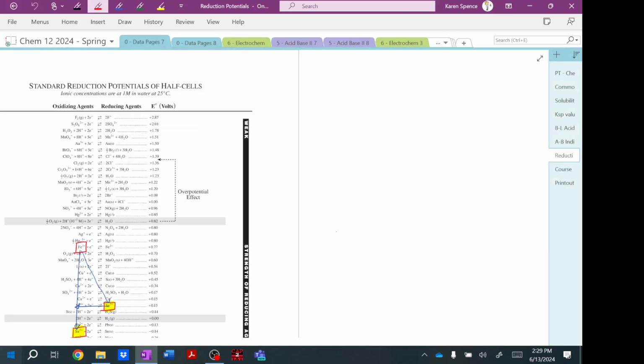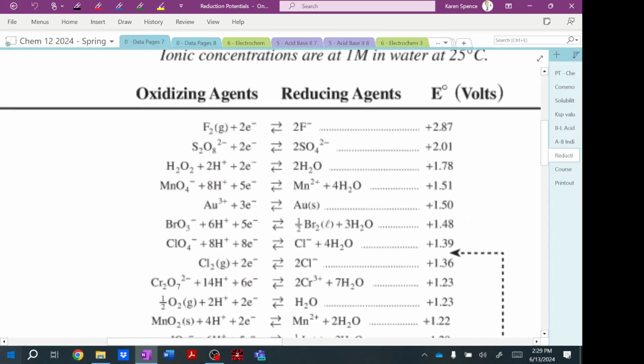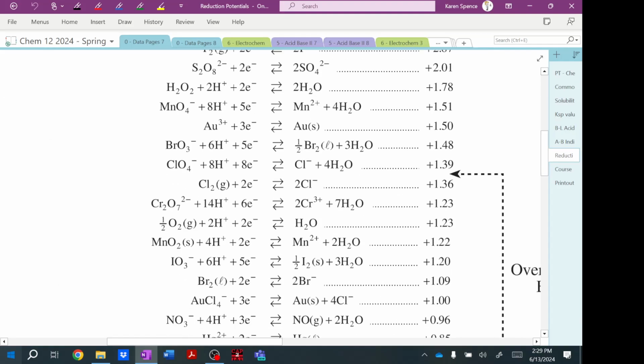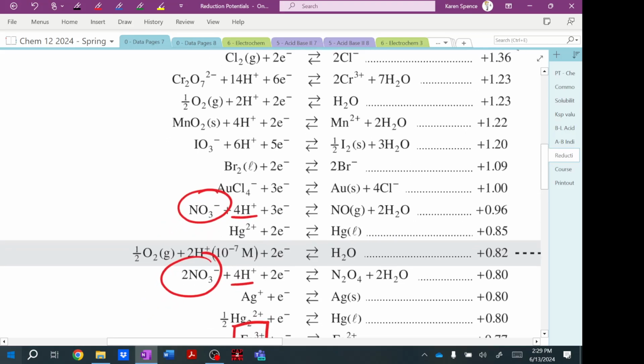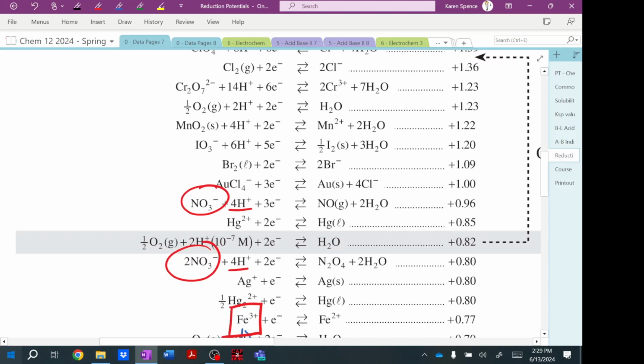Let's take a look just really quickly at nitrate. NO3-. What does it need in order to react? Nitrate needs hydrogen in order to react. We don't usually have hydrogen, so potassium nitrate is a good choice for a salt bridge, but sodium chloride's also pretty good. Okay?